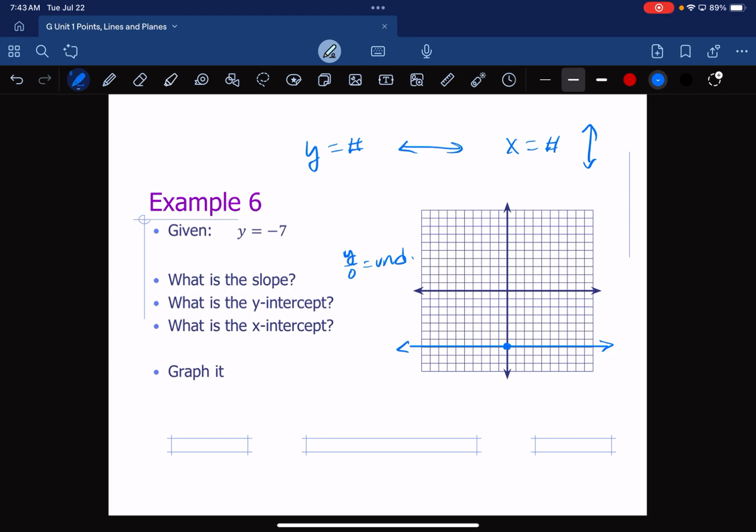That's not true. I told you a lie. The change in x is 1. The change in y is 0. Sorry about that. Yes, this is 0 over x, which is just 0. So the slope is 0. The y-intercept is negative 7 because it crosses at negative 7. The x-intercept is there's none. It does not touch the x-axis.